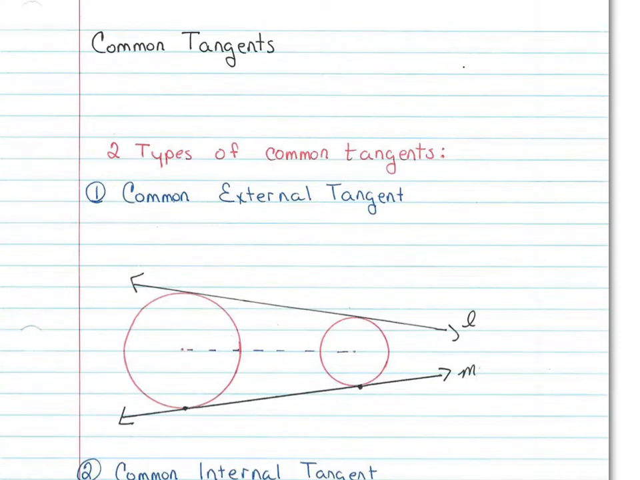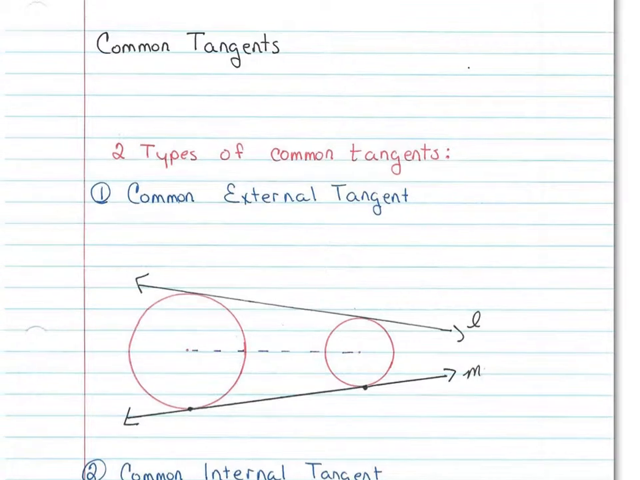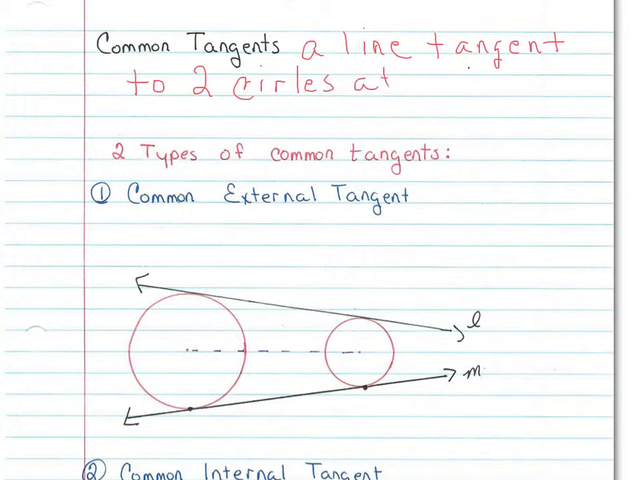All right, a common tangent is a line that's tangent to 2 circles at the same time. Okay, we have 2 types of common tangents. The first one you see there is a common external tangent.